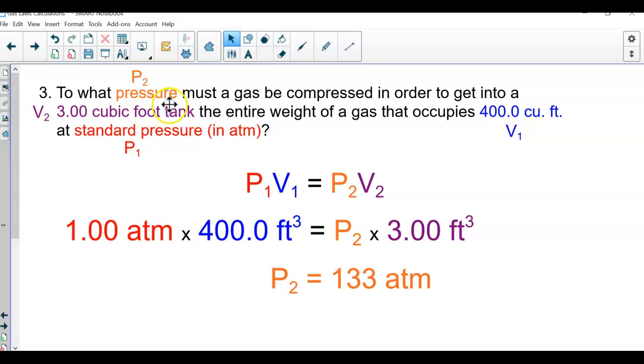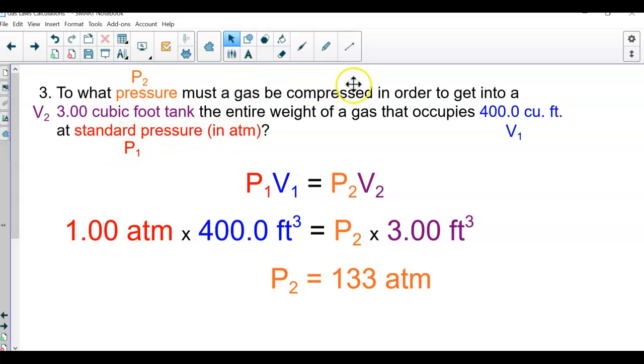Example 3. To what pressure must a gas be compressed in order to get it into a 3 cubic feet tank, the entire weight of the gas that occupies 400 cubic feet at standard pressure? So the term standard pressure means pick a pressure. In this case, it wants an ATM. So one of the standards that I showed you in the beginning of this video, you're going to pick one of those, and you're going to pick ATM in this case.